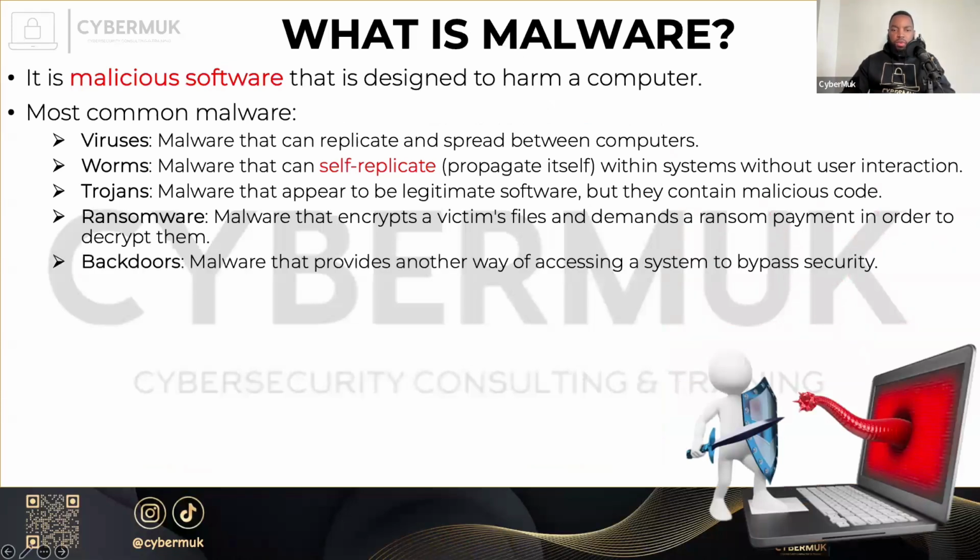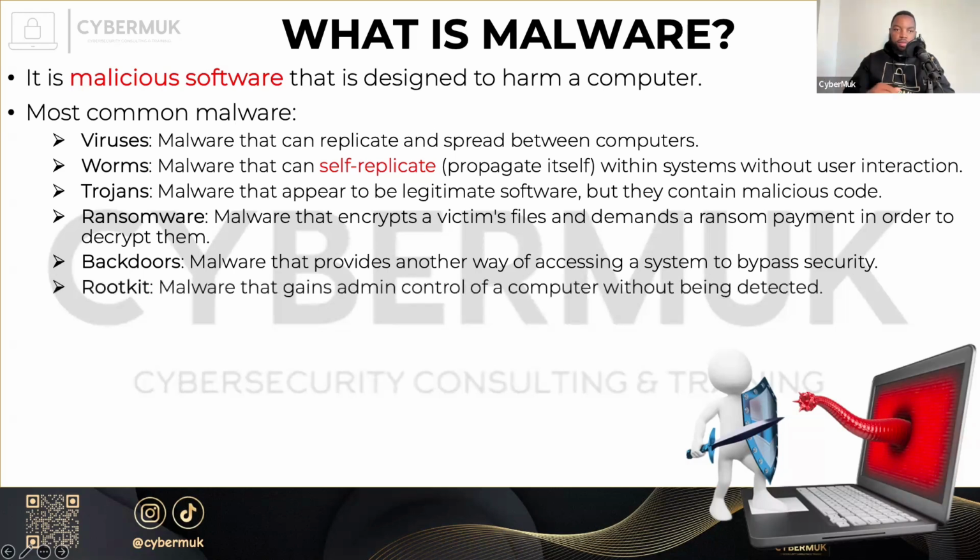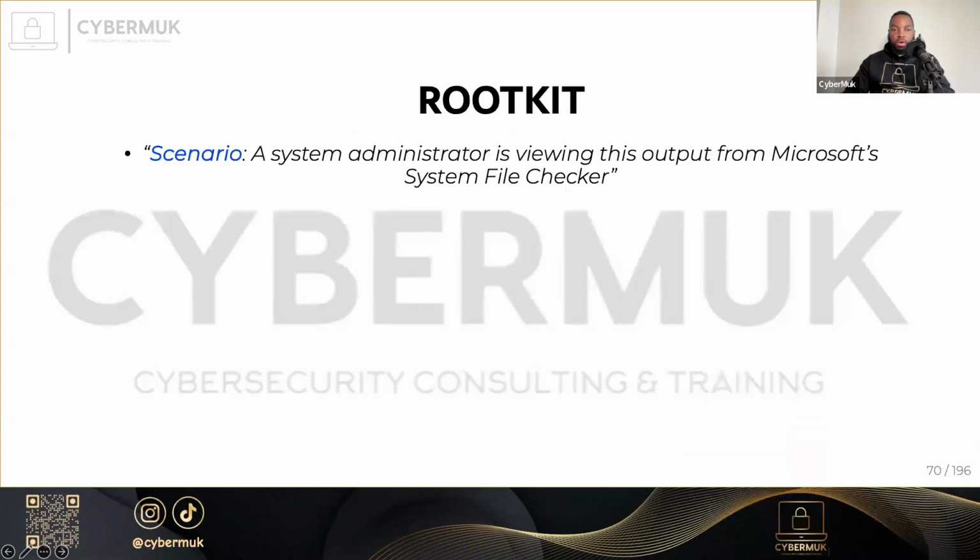Another type of malware is a backdoor. What is a backdoor? It's a type of malware that provides an alternative way to access a system. So you can install software in a computer that gives you another way to access a system. You have a rootkit. A rootkit is a malware that gains admin control of a computer without being detected. So if you're able to install a rootkit on someone's computer, you will be able to control that computer as an administrator, install files, upload data, install user profiles, and more.